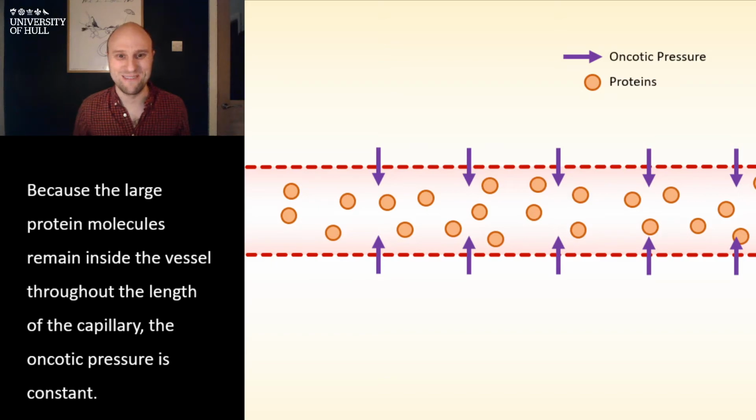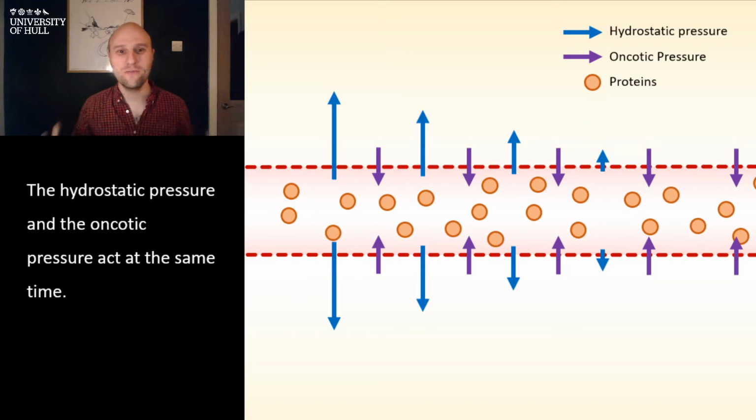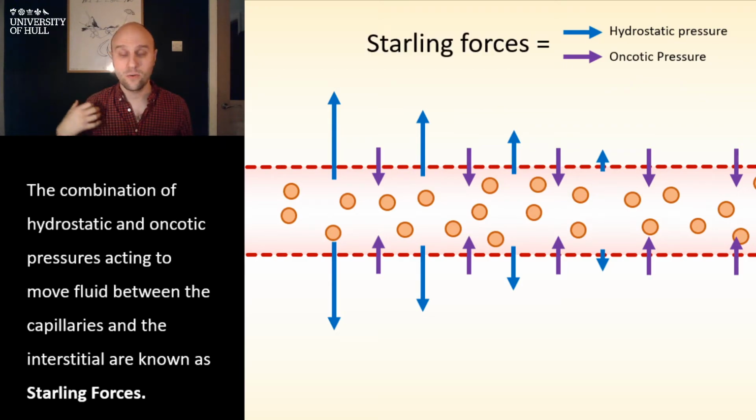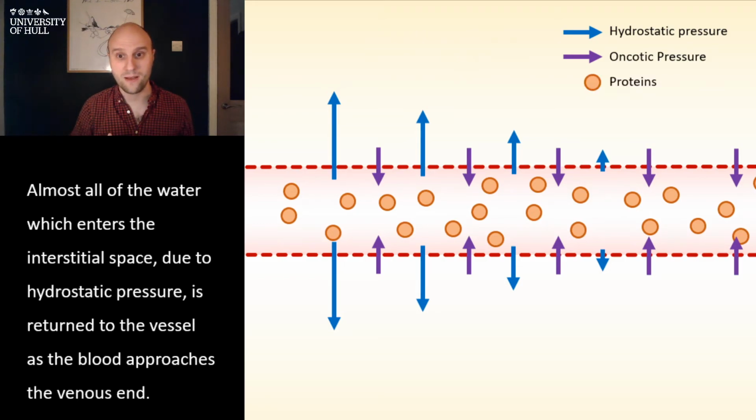And this slide just says the same thing. Now, these two forces are present and acting at the same time. So you've got hydrostatic pressure forcing fluid out of the capillary, and you've got the oncotic pressure drawing fluid back into the capillary. We refer to these two things and the balance between them as Starling forces. So hydrostatic pressure and oncotic pressure are the Starling forces, and these are the things that govern the movement of fluid from the intravascular space into the interstitial space and back again.